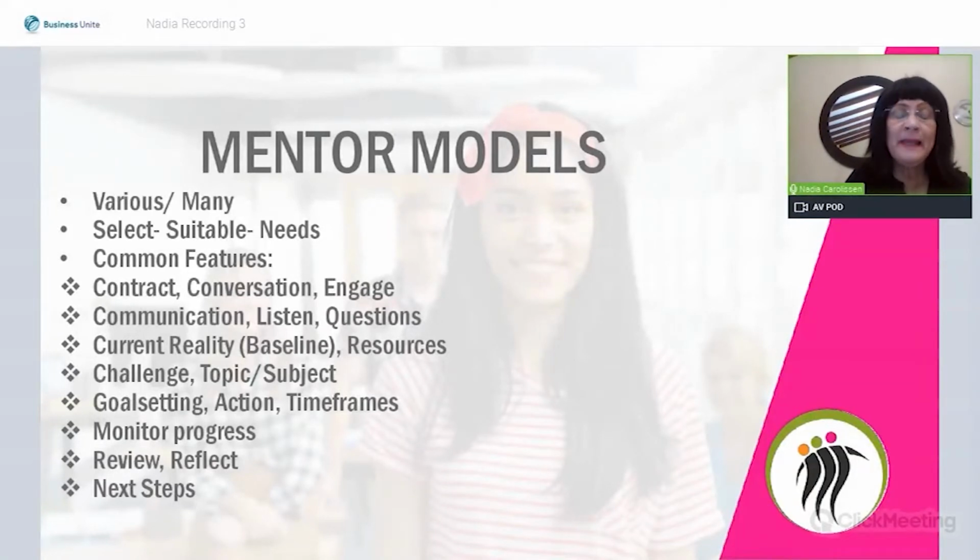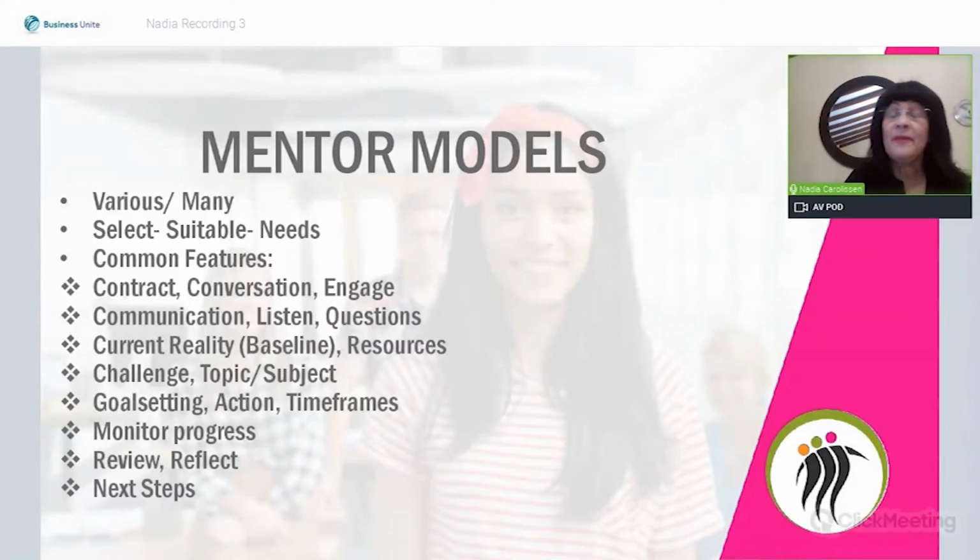You can select a model from many available. So you will look at the needs, you will look at how suitable a specific model is before you make that choice. So what are the common features of models?